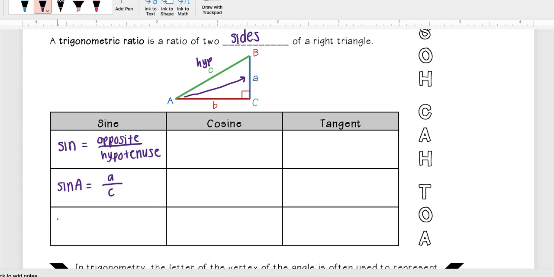But then we need to be careful. Let's say I now wanted to find the sine of angle B. That's going to change what my opposite side is, because now when I go to angle B and I look to see, okay, what side is opposite of it, now it is side B. But then my hypotenuse is still the same, it's C. So that is sine. Sine is opposite over hypotenuse. Cosine, or COS for short, that is adjacent over hypotenuse.